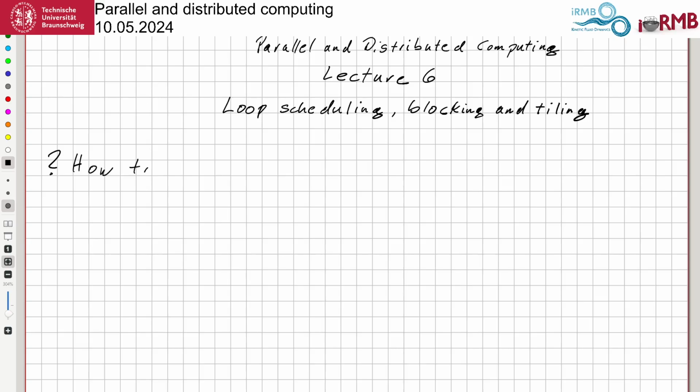But the general question, which has no exact answer independent of the problem, of course, is how to divide the work between workers. Now, work can of course be divided in different ways.